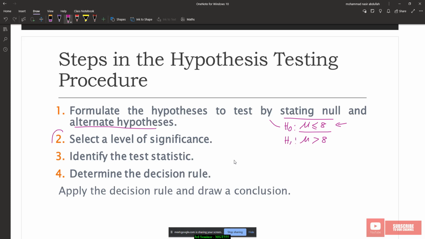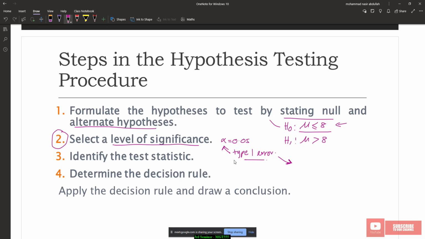Right? And the second step is we need to select a level of significance. Level of significance, usually in social science, right? We take alpha equal to 0.05. So level of significance would represent type 1 error. Right? Type 1 error ni apa maksud? It means that the error that we reserve for calculation.